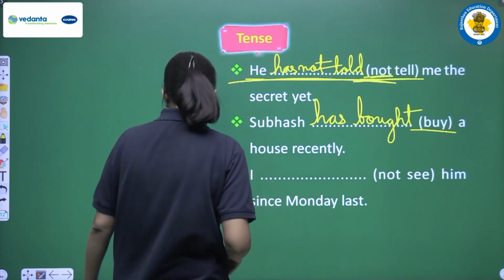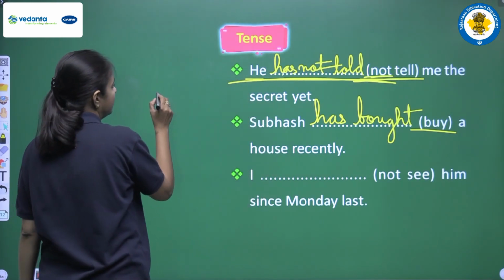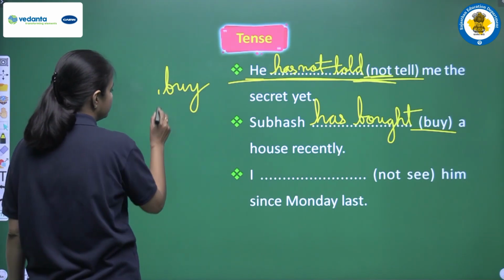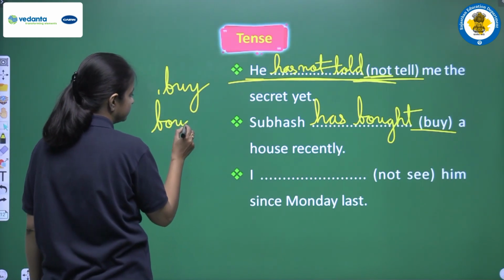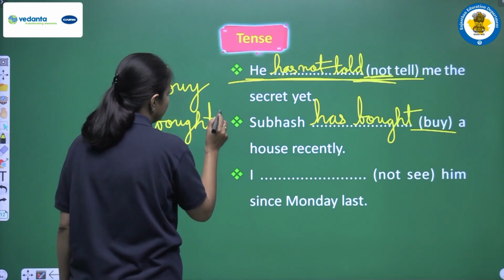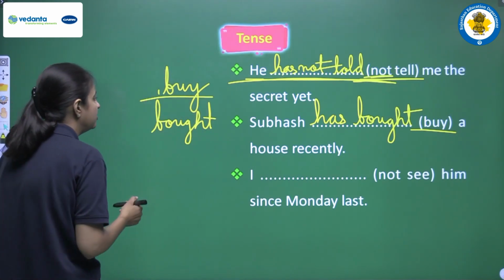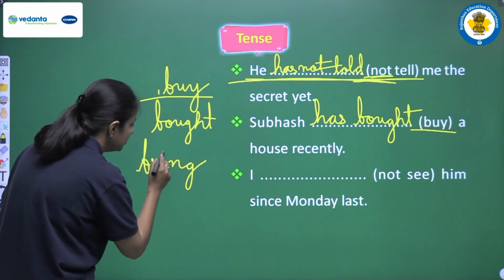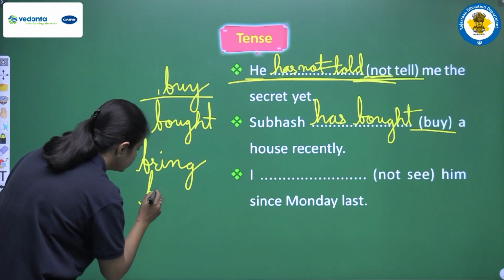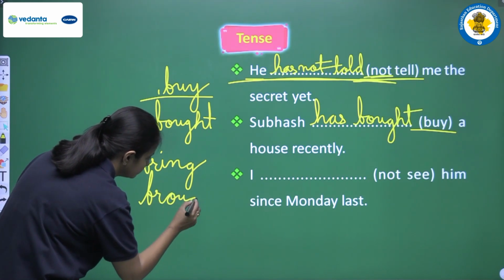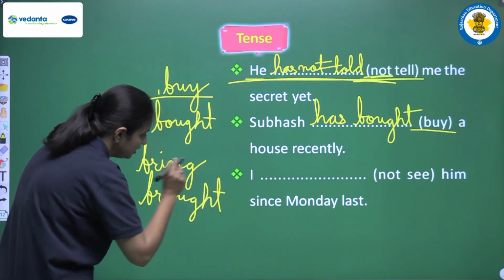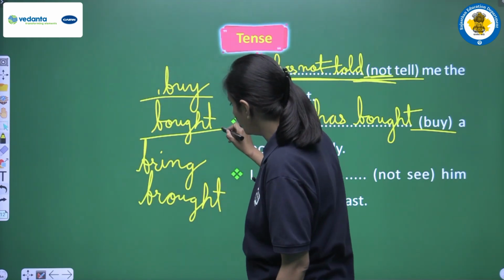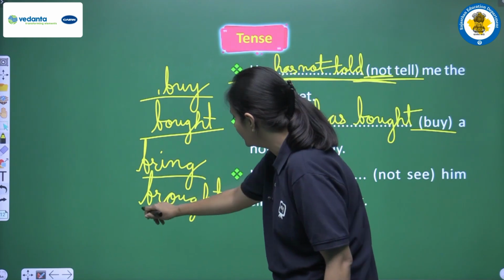Okay, one thing, don't be confused between buy and bring. We are having two words, buy. The third form of buy is bought. And one more word we are having that is similar to buy, that is bring. But the third form of bring is brought. So let's see here. The third form of buy is bought, but the third form of bring is brought.